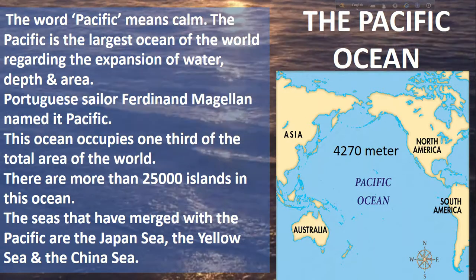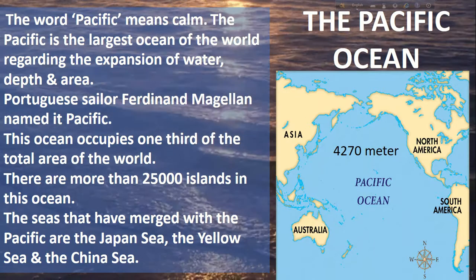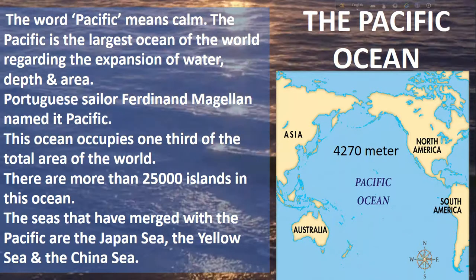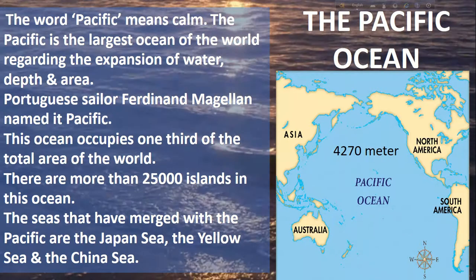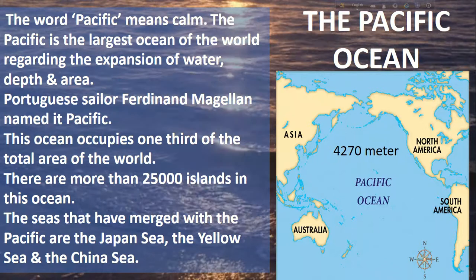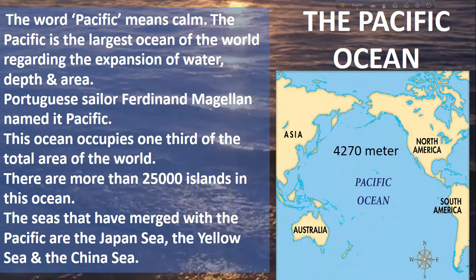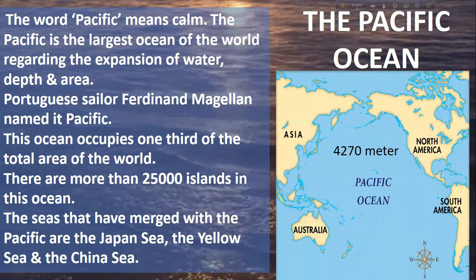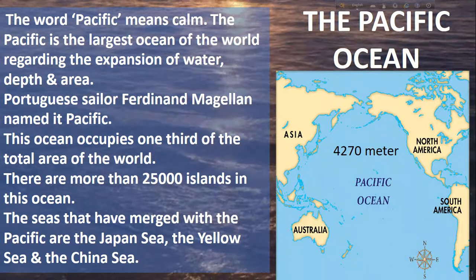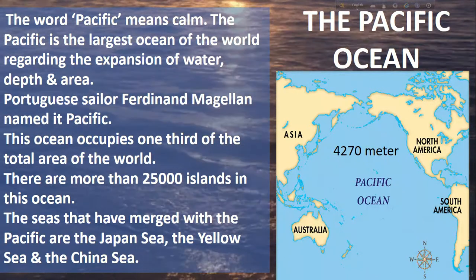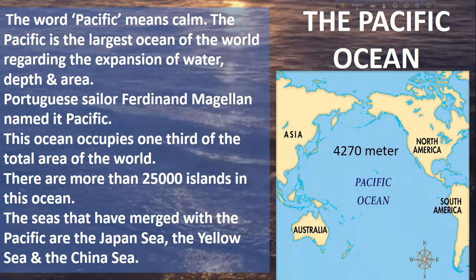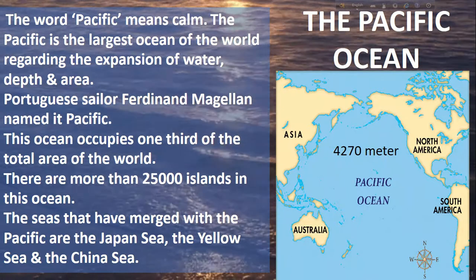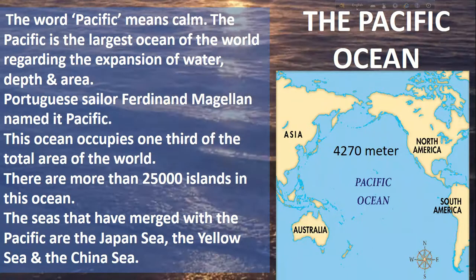Follow the word Pacific. The word Pacific means calm and quiet. The Pacific is the largest ocean of the world regarding the expansion of water, depth and area. And who named it Pacific? Portuguese sailor Ferdinand Magellan named it Pacific because, seeing the calm looks of this mass of water, he named it so. And this ocean occupies 1/3 of the total area of the world.